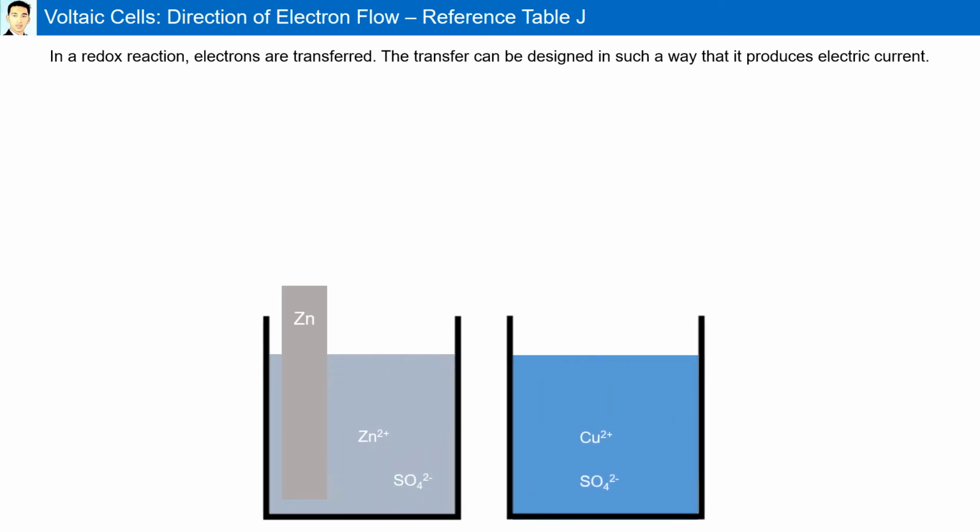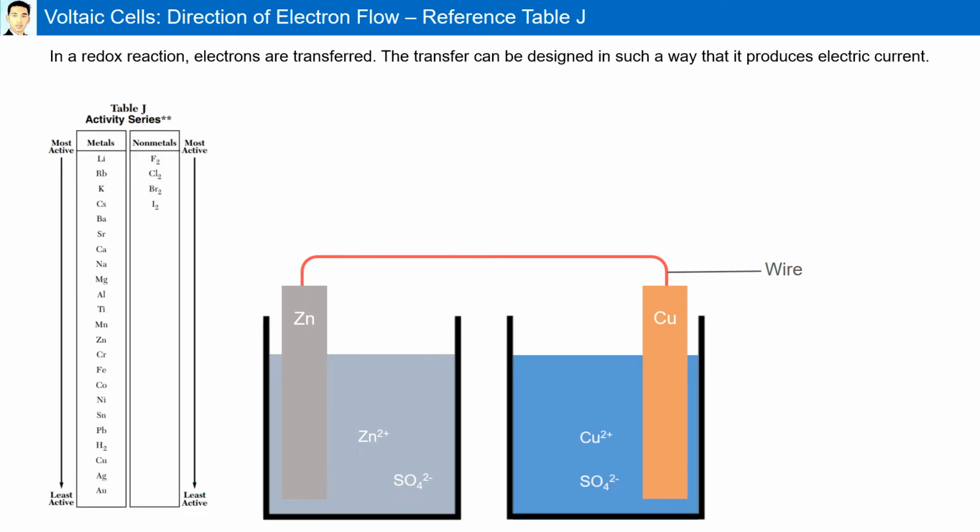We can move the copper sulfate solution away from the zinc and place a copper strip in the copper sulfate solution and connect the zinc to the copper with a wire. The electrons now will flow between the zinc and the copper through the wire.